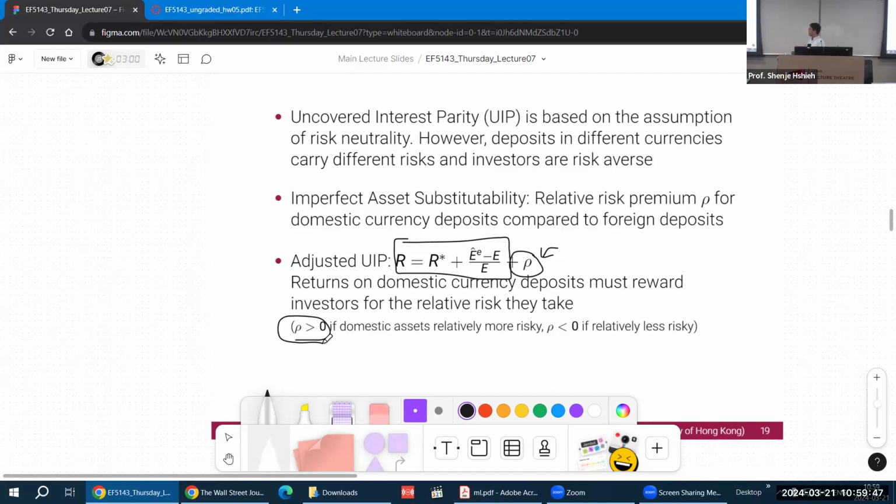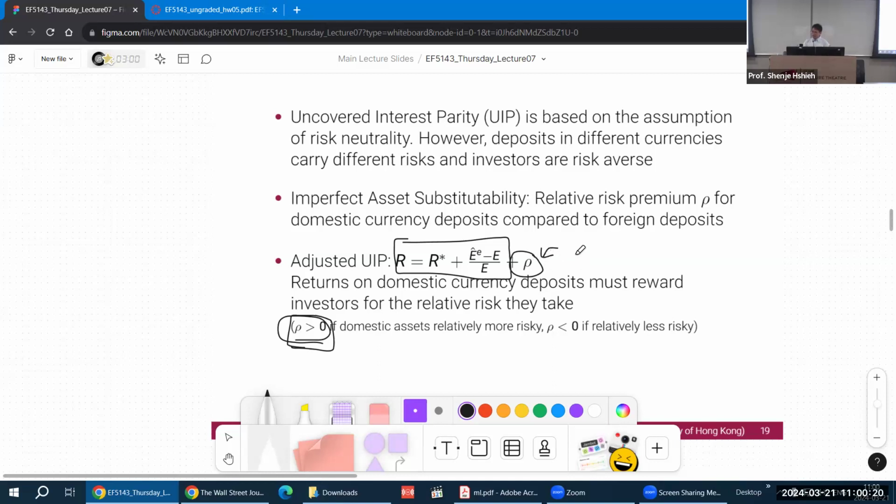But if we compare Argentina versus the UK, and let's say Argentina is the domestic country, then rho will definitely be positive because Argentina is known to default on its debt often, several times. So if you were to park your money in Argentina, you would require additional return beyond what's being offered to you by R star and E hat minus E over E, to compensate for that risk. Make sense?